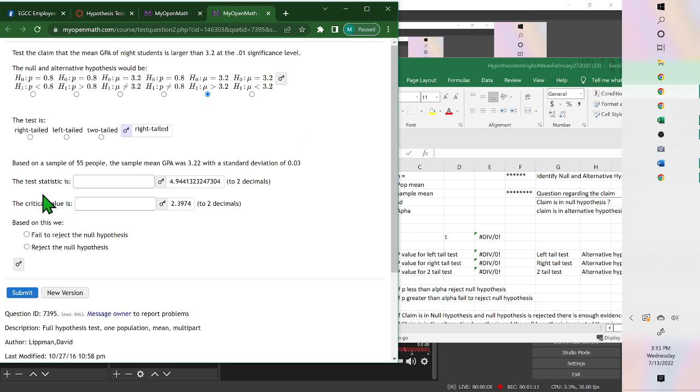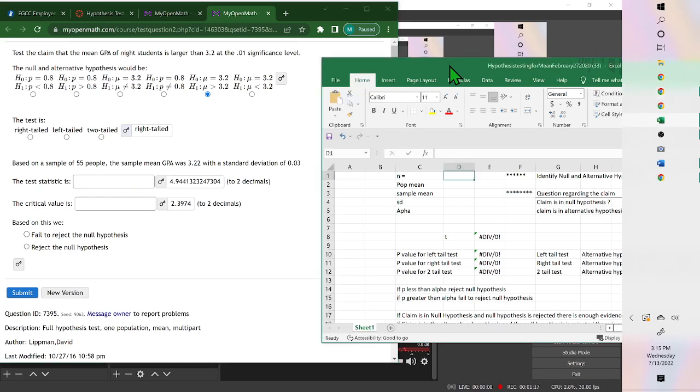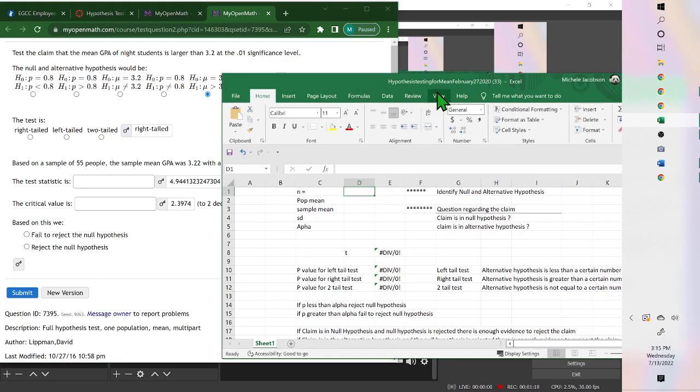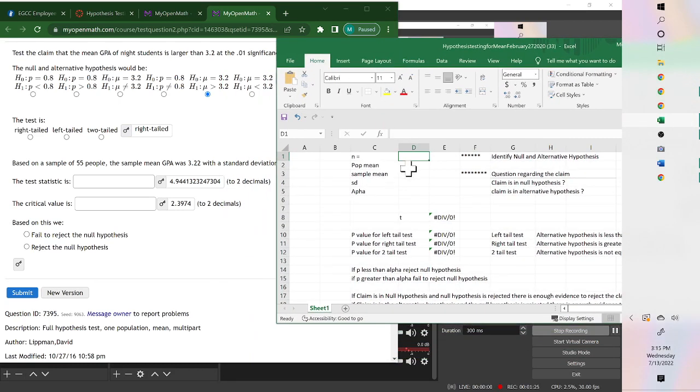Now to find the test statistic and the critical value, under the chapter 9, you can find hypothesis testing for mean, and when you open that, you'll see this. And you fill in right here. So our sample size was 55. Population mean comes from the null and alternative hypothesis, so it's 3.2.